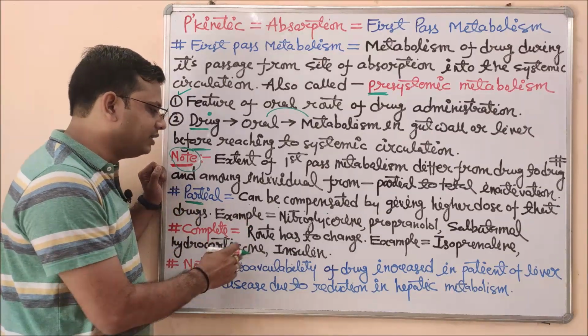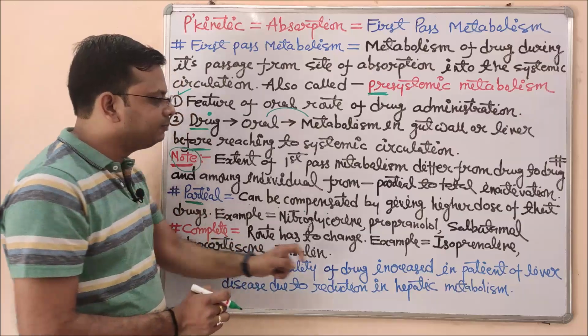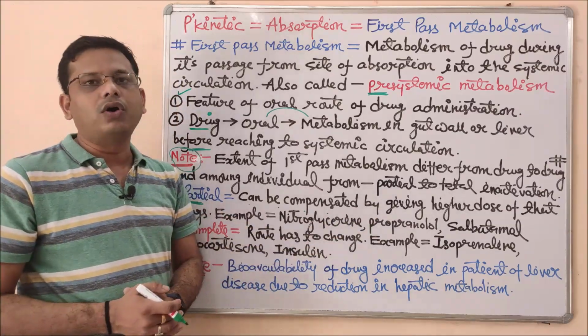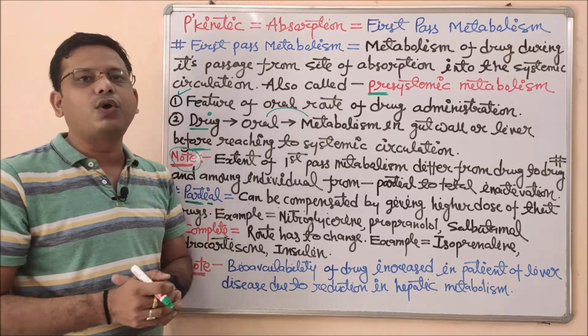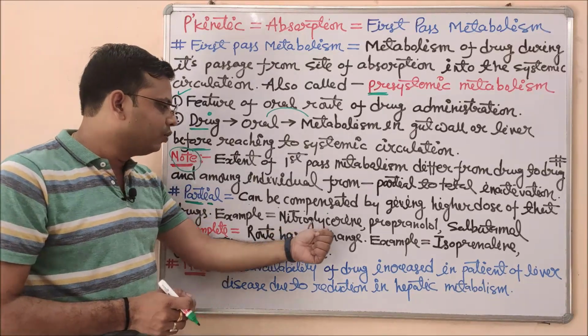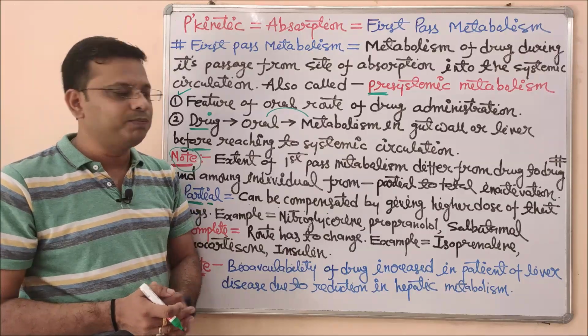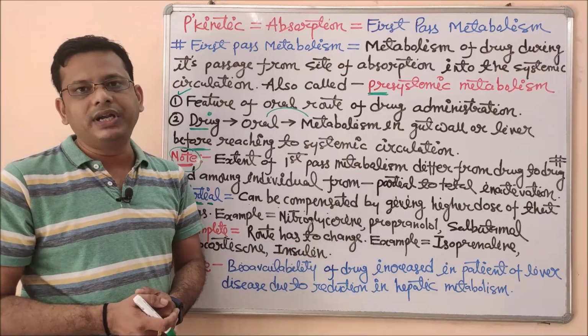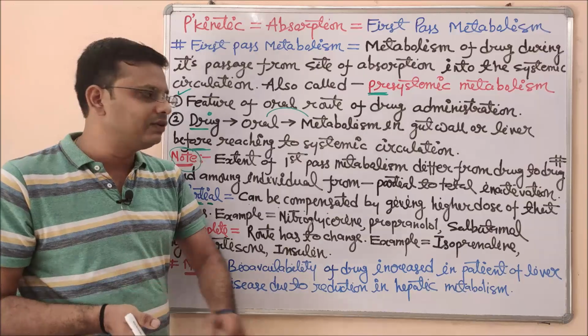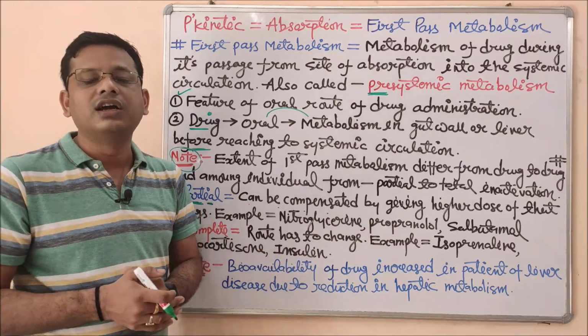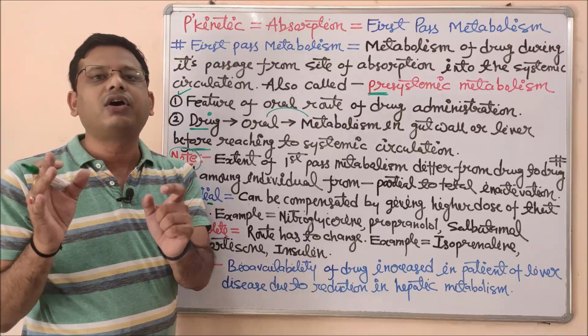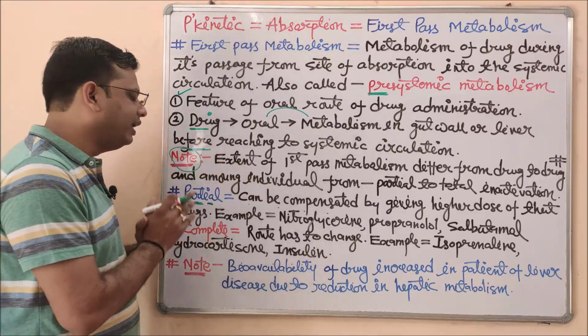If you're talking about examples, then see nitroglycerin, propranolol and salbutamol are those drugs which can lose their partial activity just because of first pass metabolism. Nitroglycerin is used in angina, propranolol is an example of a beta blocker used as an antihypertensive drug, and salbutamol is a bronchodilator drug which is used in the treatment of asthma. So these are important examples.